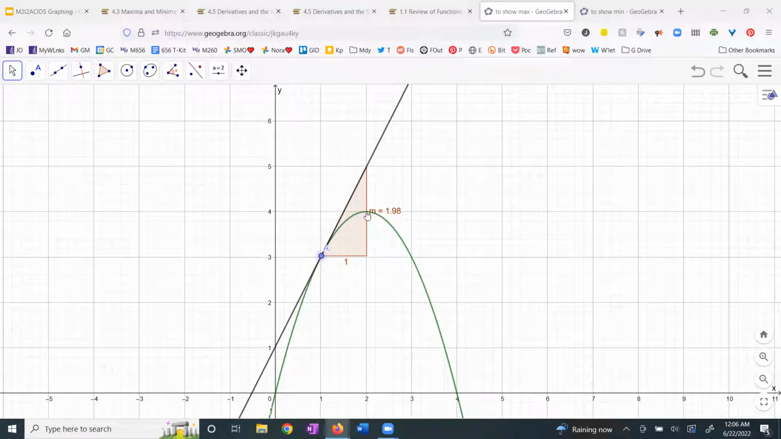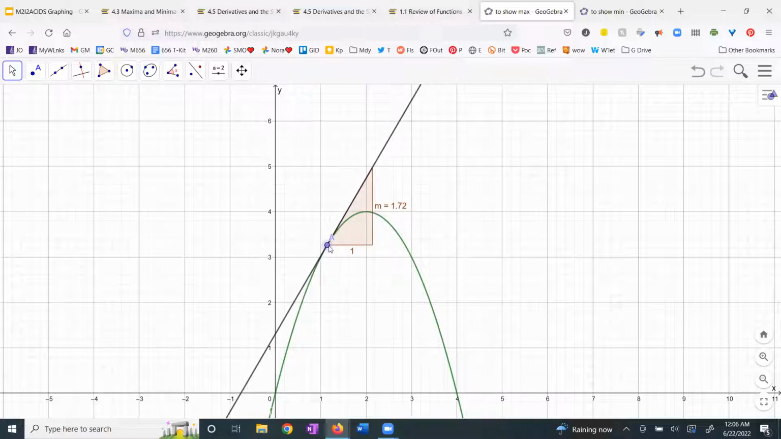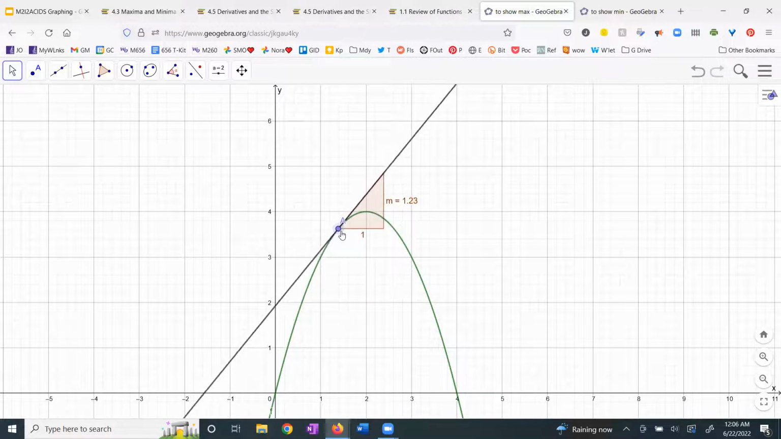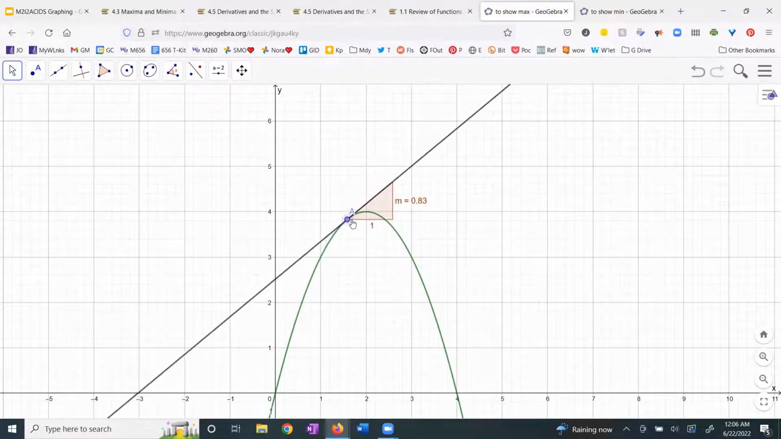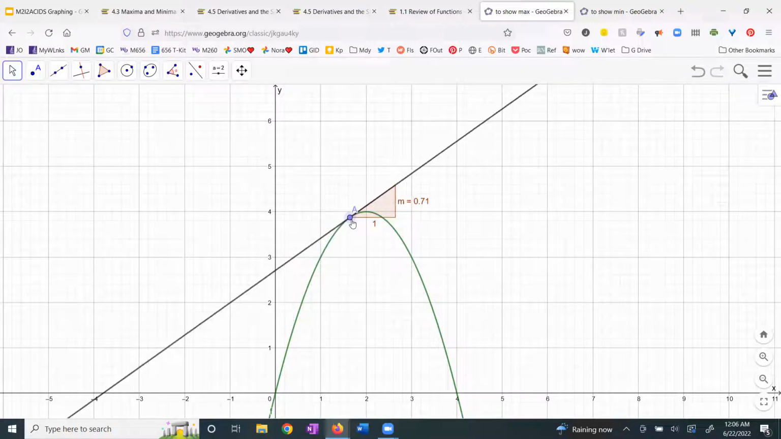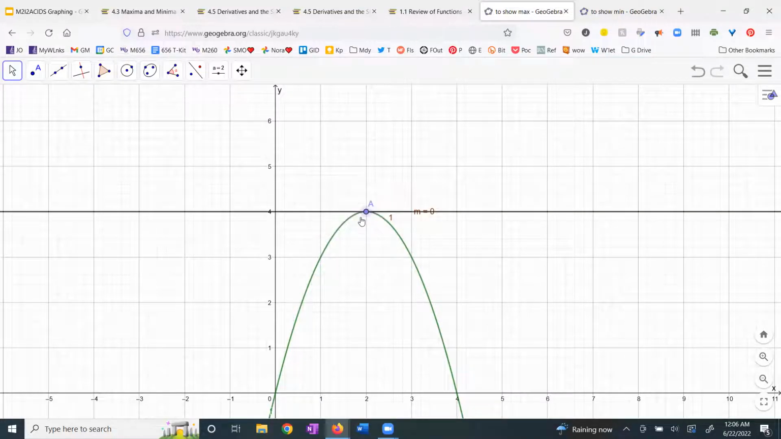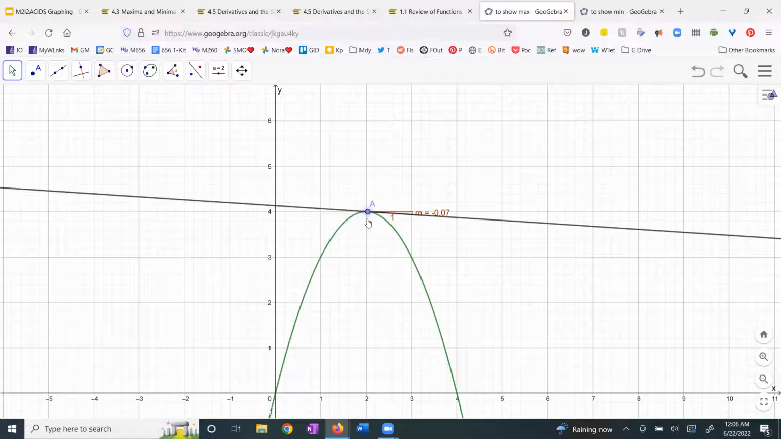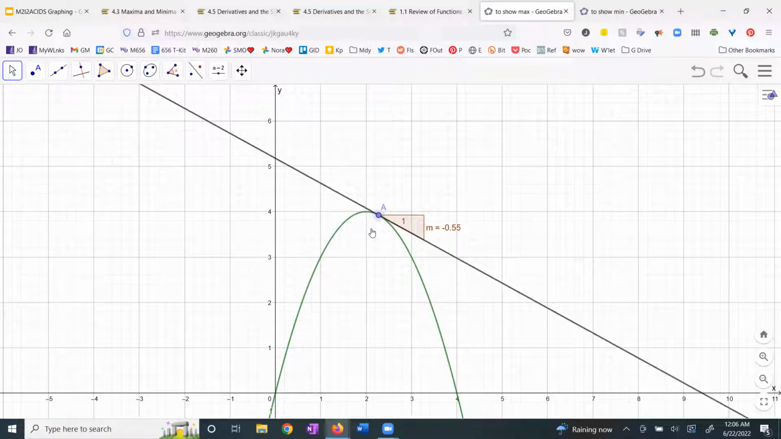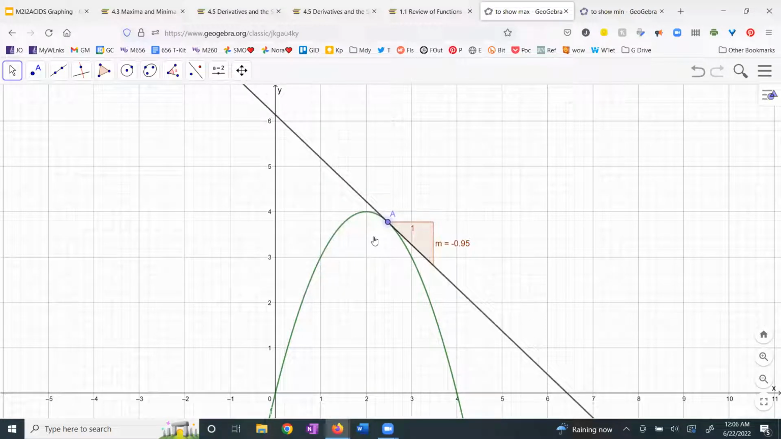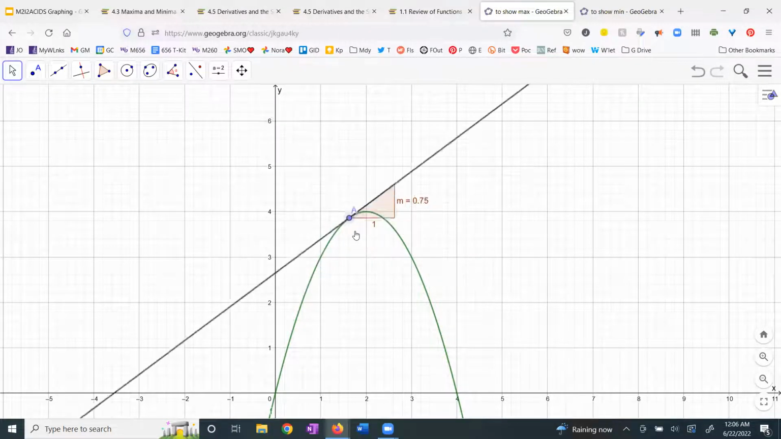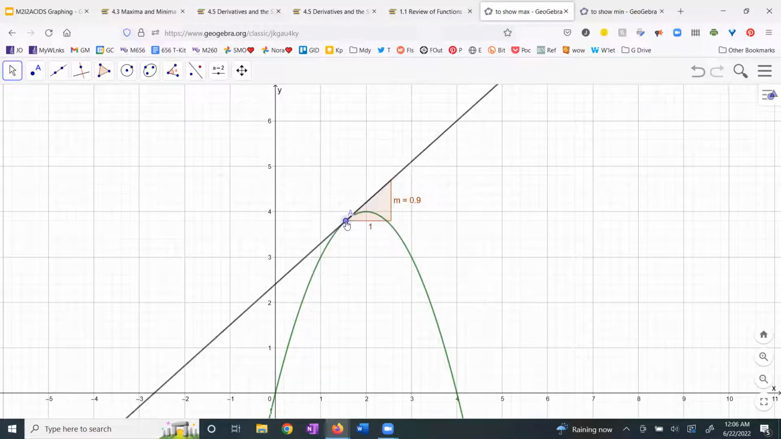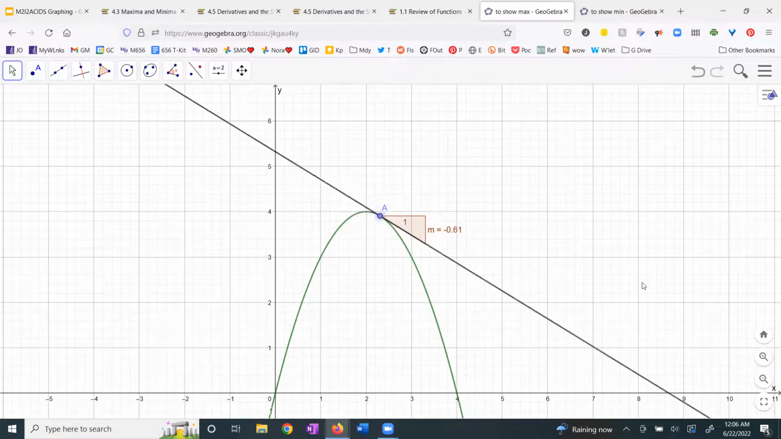This is a maximum point. If we look at our derivative, which is the slope of the tangent line, the derivative right here is 1.72. And it's positive here on the left because the function values are increasing. And then as we get to this point, on the other side of the maximum point, we have a negative derivative. The function values are decreasing. So a maximum occurs when the derivative goes from positive to negative.